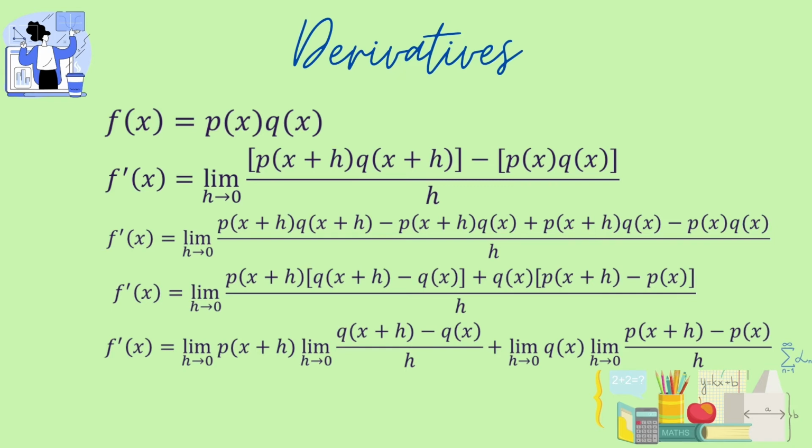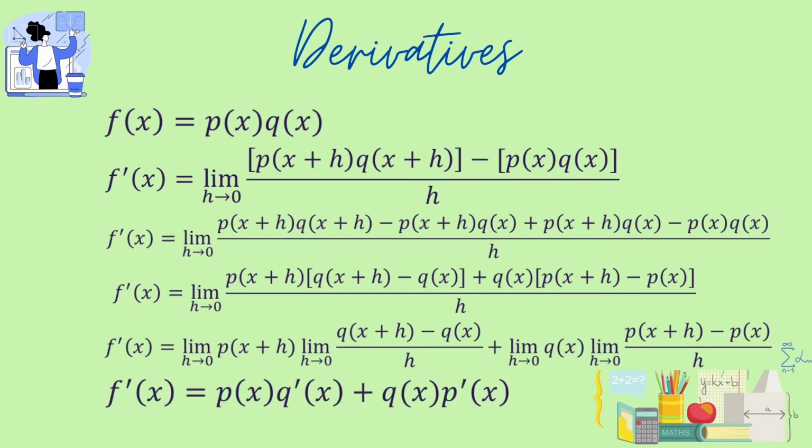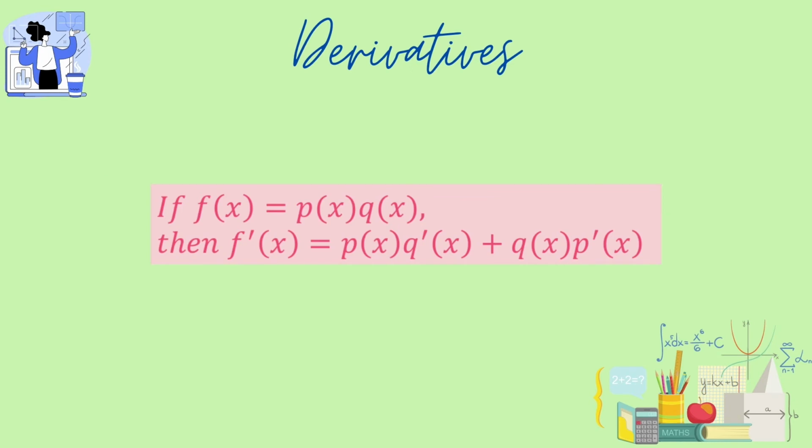Evaluating the limits, we obtain f prime of x equals p of x times q prime of x plus q of x times p prime of x. In other words, the derivative of the product of two functions is equal to the derivative of the first factor times the second factor plus the derivative of the second factor times the first factor.